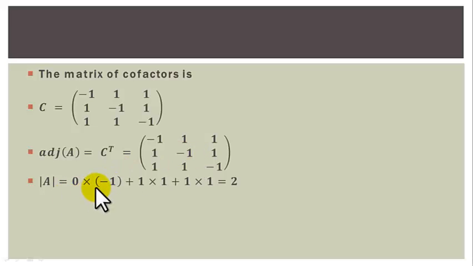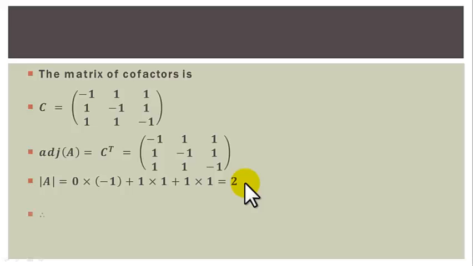To obtain the determinant of A using row 1, we have to multiply every element in row 1 by the associated cofactor. So in our A, the first element in row 1 is 0, so we multiply it by minus 1. The second element in row 1 of A is 1, so we multiply it by the associated cofactor 1. And the third element in row 1 of A is also 1, so we multiply by the associated cofactor, which is also 1. So 0 times minus 1 plus 1 times 1 plus 1 times 1 will give us 2. So the determinant of our matrix A is equal to 2.